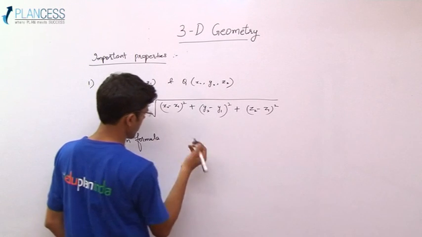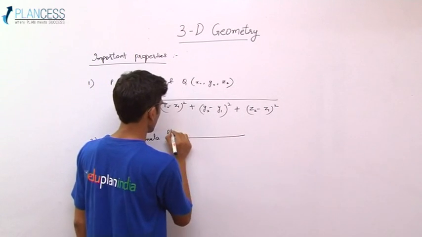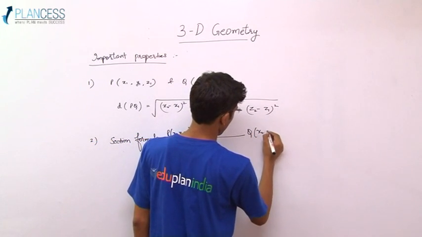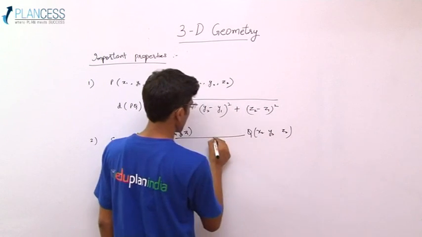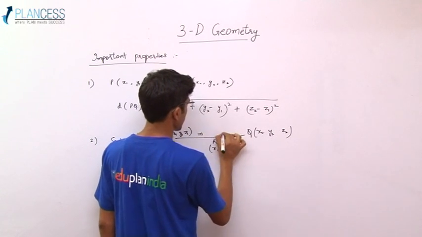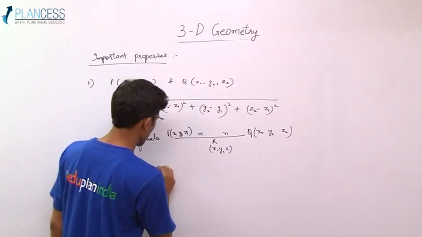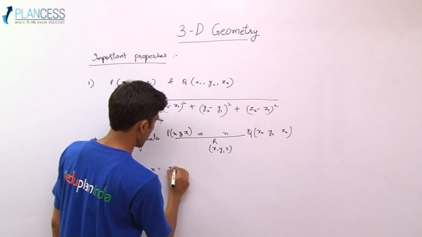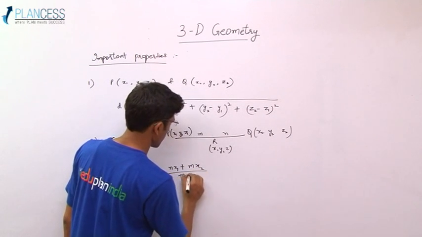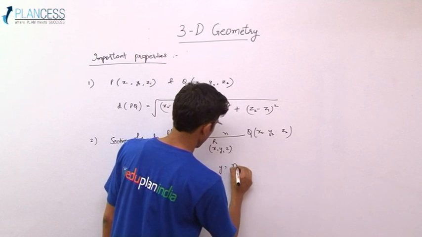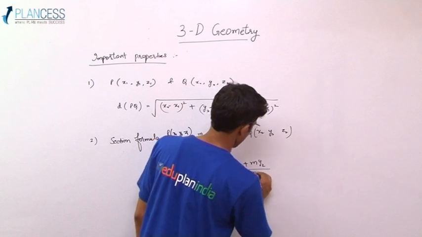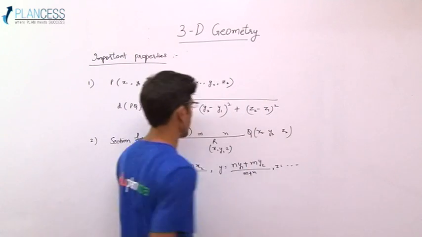The second formula is the section formula. Say we have a point P whose coordinates are x1, y1, z1, a point Q whose coordinates are x2, y2, z2, and a point R whose coordinates are x, y, z, and R divides PQ in the ratio m:n. Then the coordinates of R are given as x equals (n x1 plus m x2) upon (m plus n), y is similarly (n y1 plus m y2) upon (m plus n), and z is written in the same way. So this is the section formula.